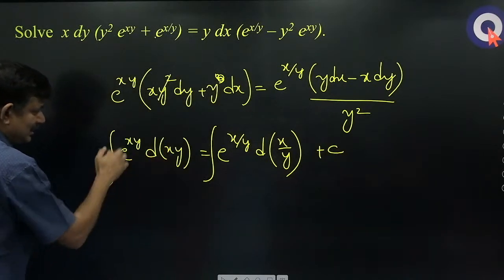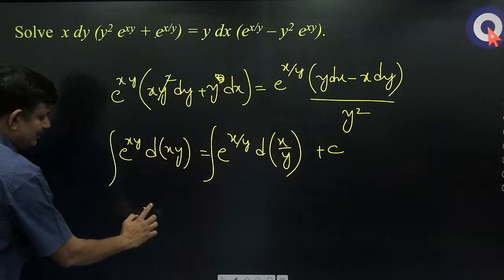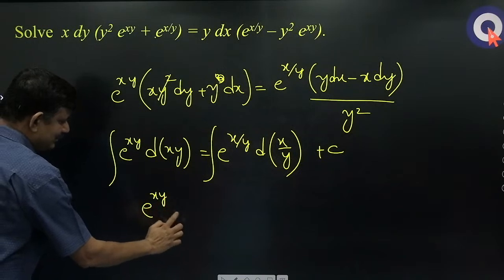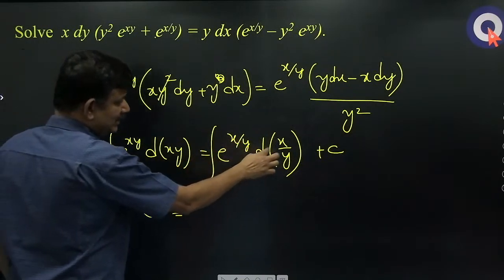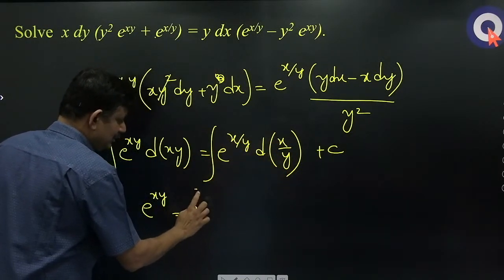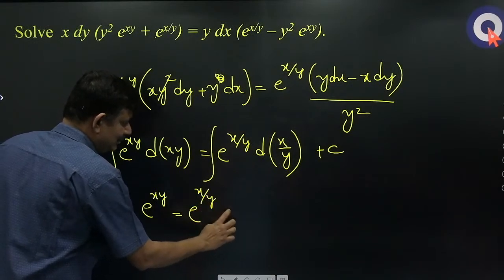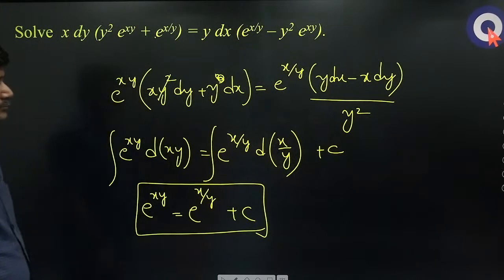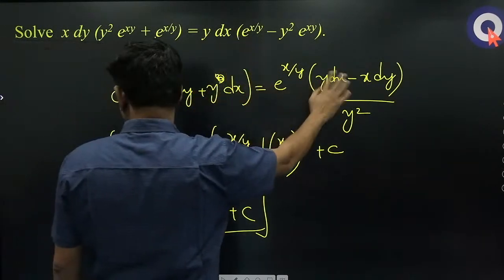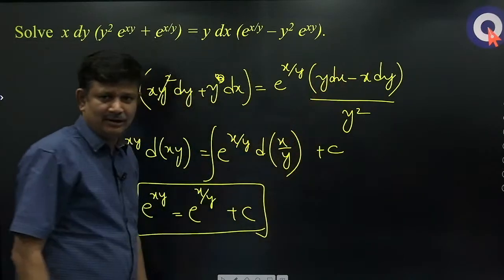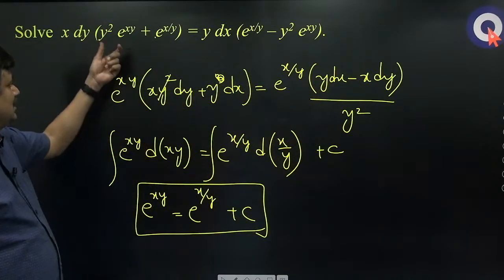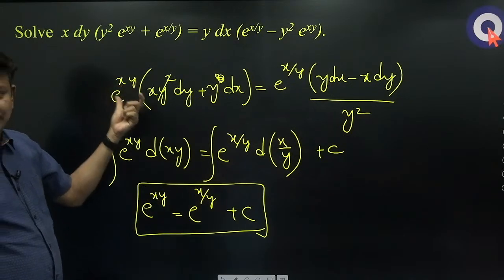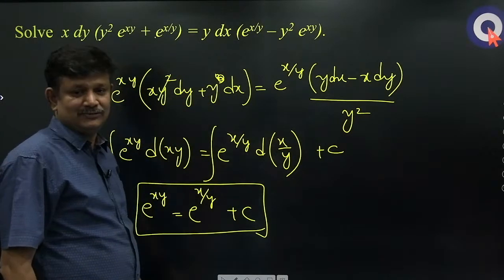So what is this? e power t dt, e power t itself, e power xy itself, is equal to e power t dt, e power t, e power x by y itself plus c. That will be our final answer. Yes or no? Because I have x by y here, I am seeing the derivative of x by y. Because I have xy here, I am searching for the derivative of xy.